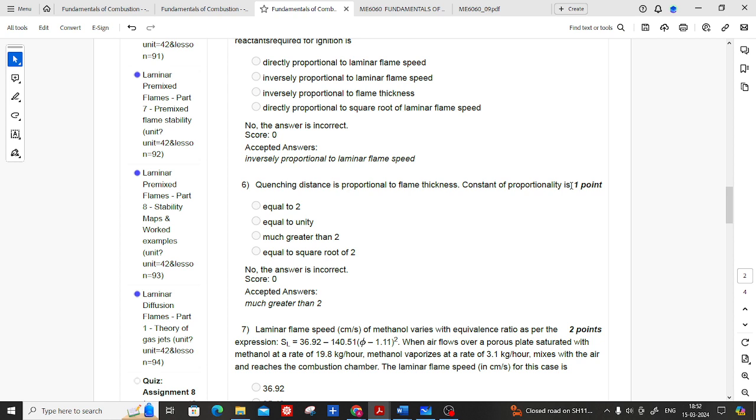See, first thing I want to tell: flame thickness is very thin. The thickness of the flame is very thin, less than a millimeter.